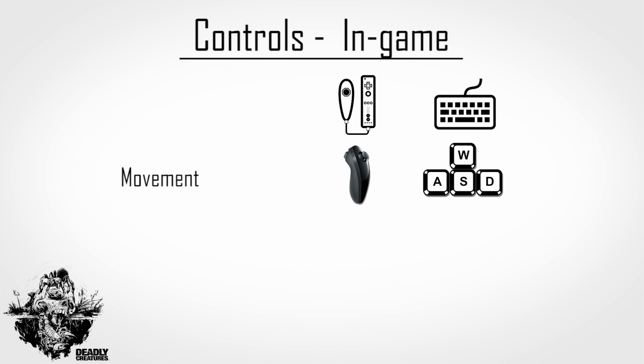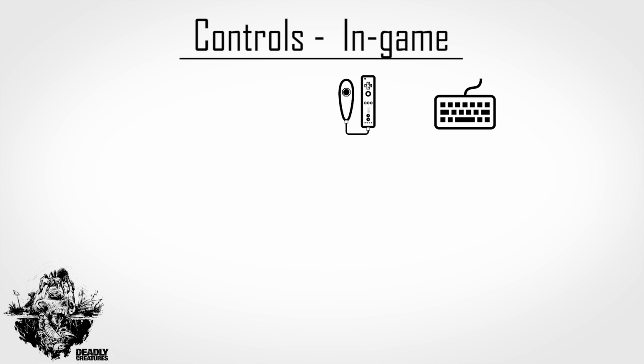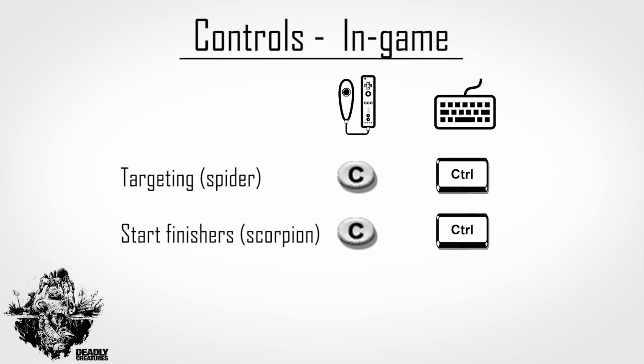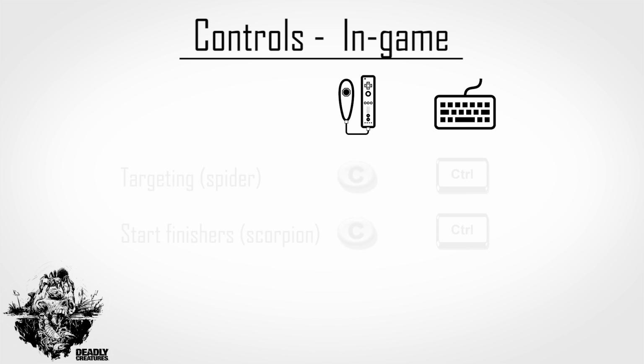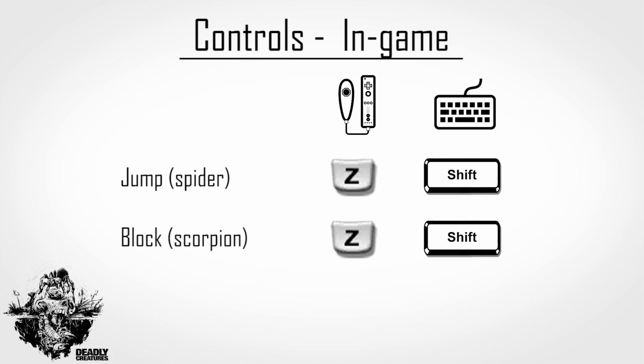You can control the spider and the scorpion using the usual WASD keys. The A button, aka the mouse left click, attacks. The B button, aka mouse right click, charges up the venom attack later in the game. With the spider, use the C button, aka the left control key, to target your web shots or stealth pounce attacks. This very key is used by the scorpion to start finishing moves as well. Using the Z button, aka the left shift key, you can jump with the spider or block with the scorpion.